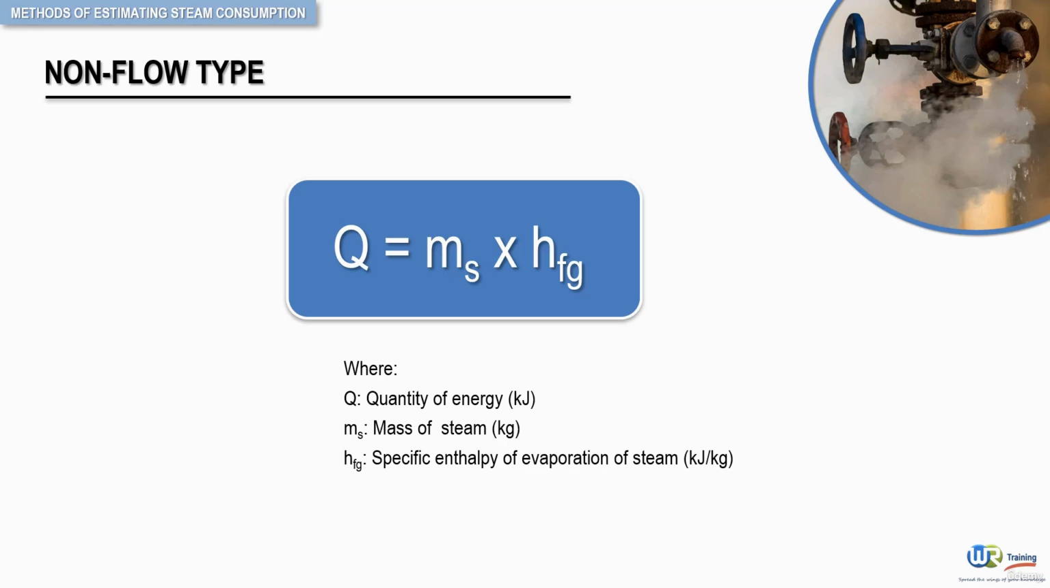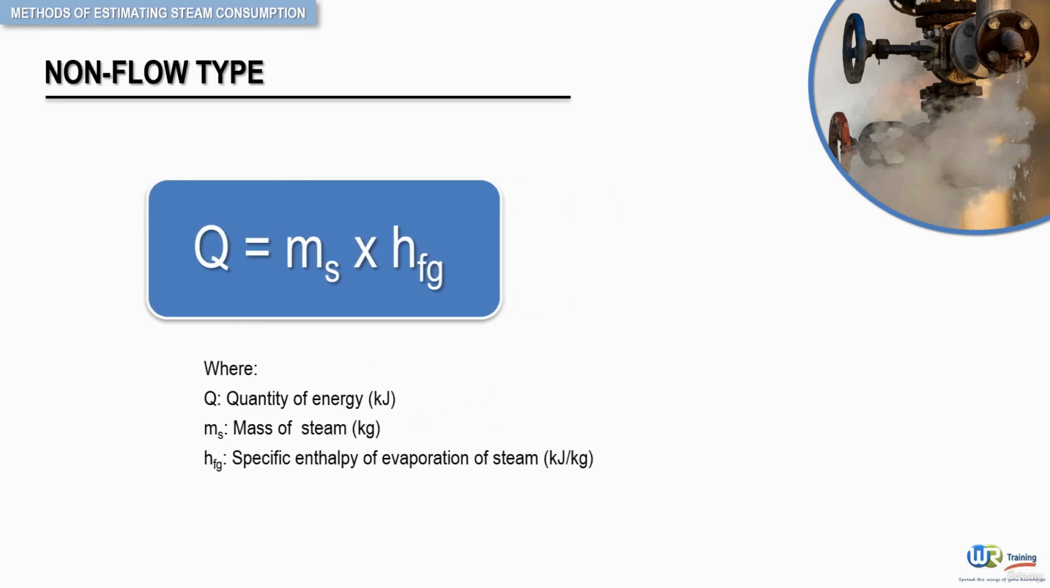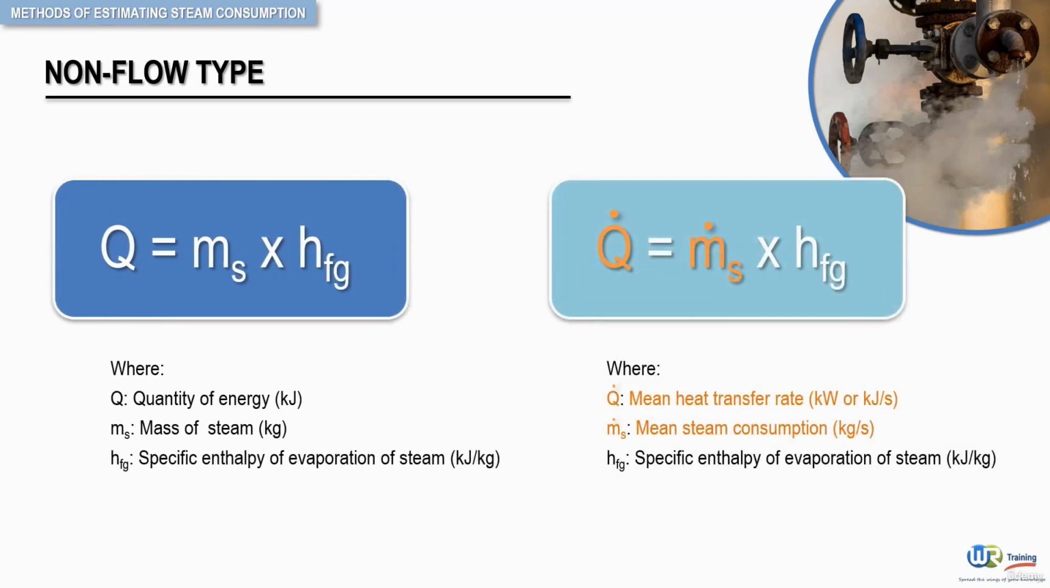It therefore follows that the steam consumption can be determined from the heat transfer rate and vice versa as follows, where Q dot is the mean heat transfer rate, m dot is the mean steam consumption, and h sub fg is the specific enthalpy of evaporation of steam at the prevailing temperature and pressure.